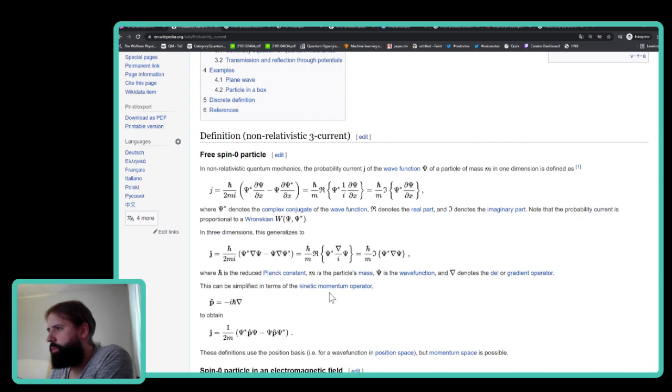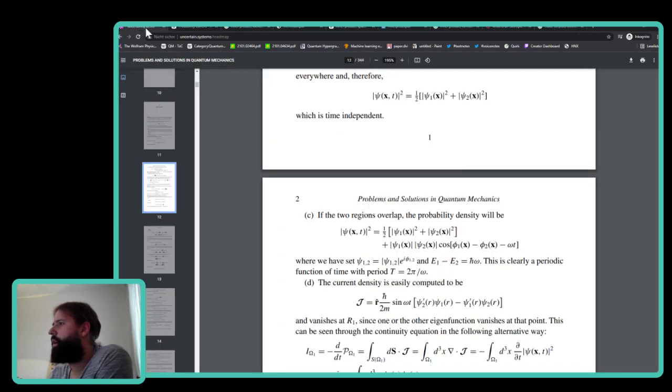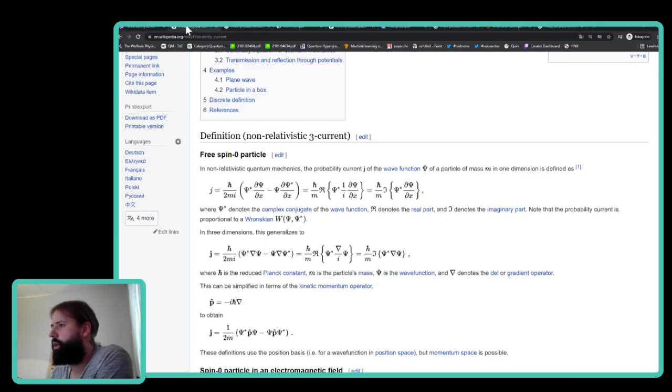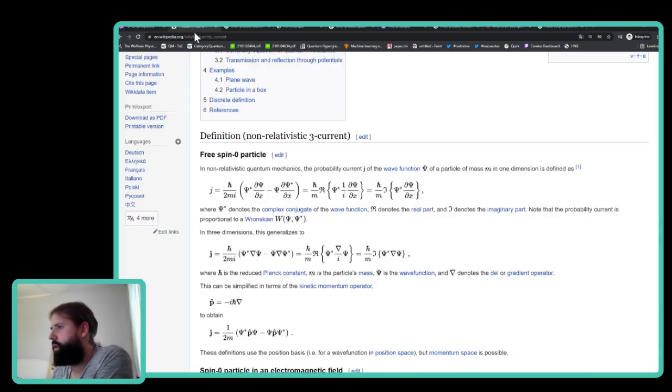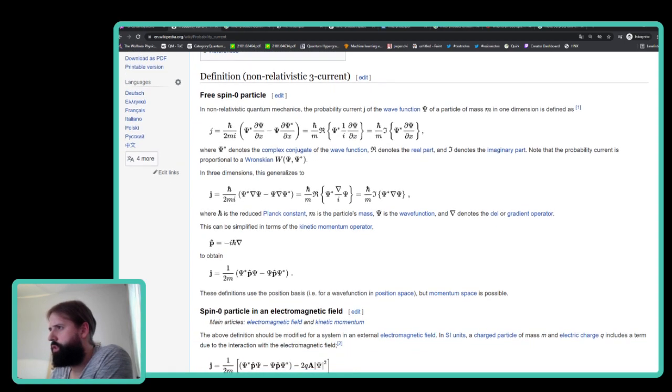What the heck does that mean, to actually have the delta here in the end? God. Here they just put the r in there, as if they were just taking it from here. Like, whatever this p is. These definitions use the position basis, but momentum space is possible.